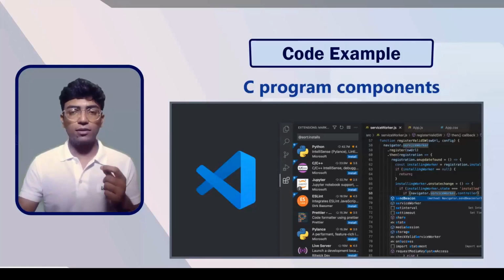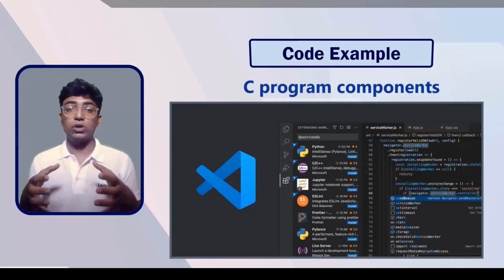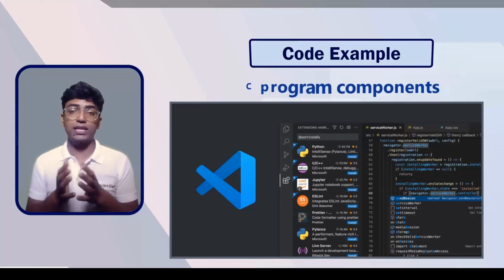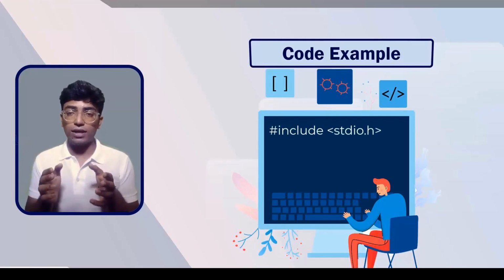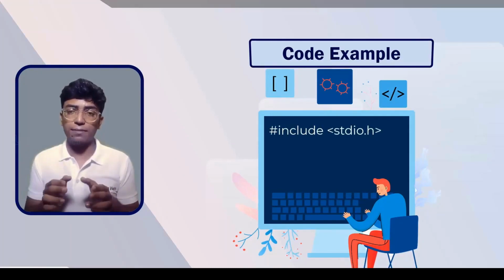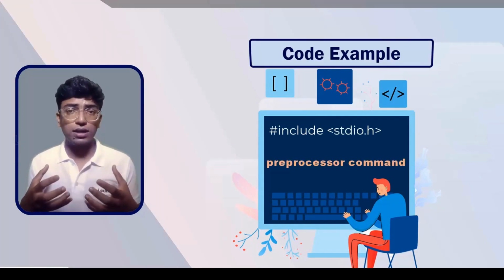So we will start and we will see the first line in our code sample, which is our hello world program. What is there in it? It is hash include, then there are angle brackets, and inside that it is given stdio.h. What is this line doing? This line is a preprocessor command.